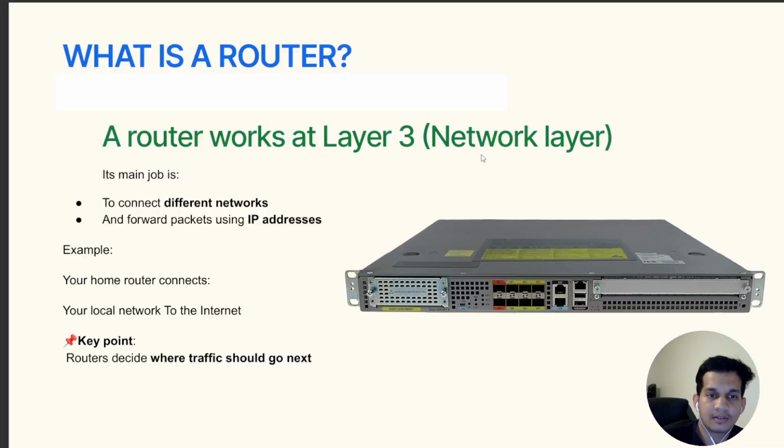So let's take a router. What is a router? A router is a layer 3 device, which comes into the network layer. Its main job is to connect different networks, or route the traffic to different networks, and forward the packets using the IP addresses. So over here the IP addressing system comes into place. For example, you have a home router which connects to the internet, and then you are in a local network. The key point to take is that the router decides where the traffic should go next.